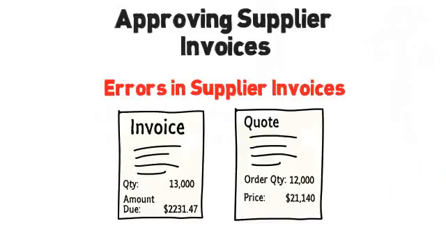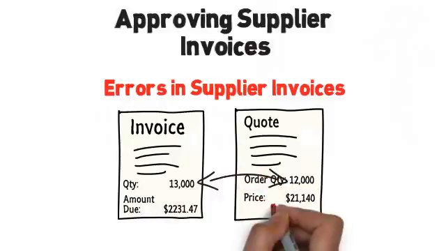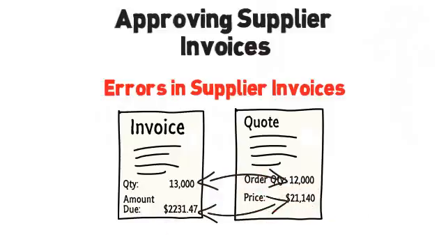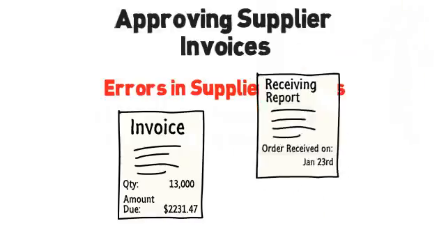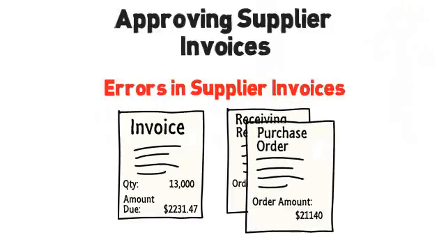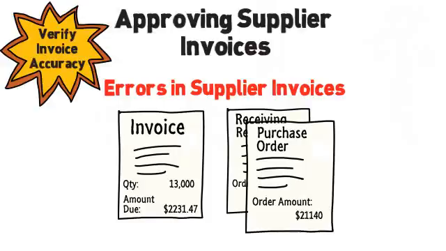When an invoice is received, but it doesn't match the price or quantity quoted, you can verify the invoice against the receiving report and the purchase order. And if need be, a phone call can be made to the vendor.